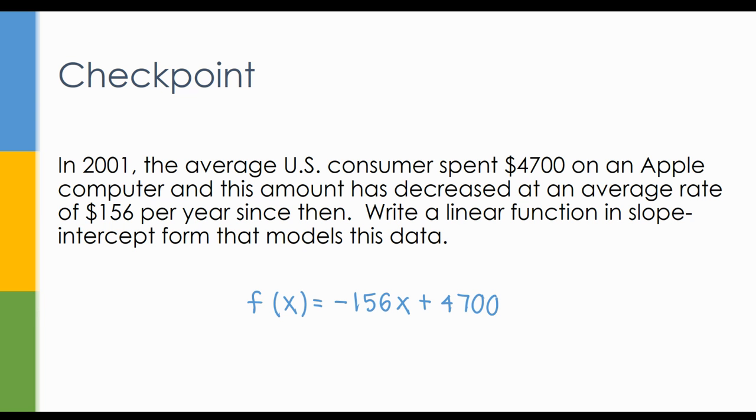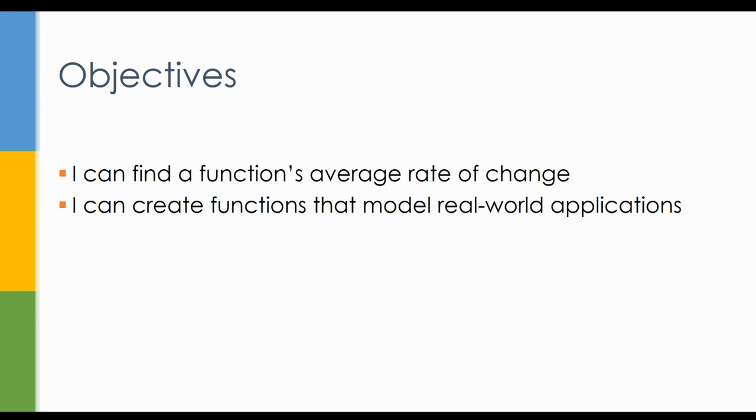So hopefully we noticed that they're spending $4,700, but we're decreasing at an average rate of 156. So I needed to have my slope be negative, so negative 156x plus that 4,700, but notice f of x equals. That's us finding the function's average rate of change as well as creating functions that model real-world applications.